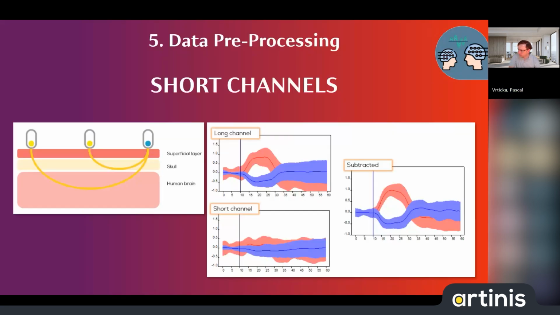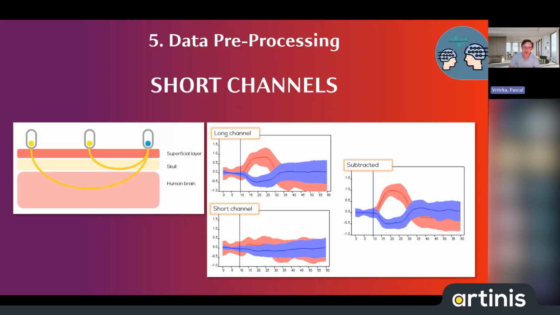The next consideration is short channels. And this is not only a consideration for data preprocessing, but also for planning your study, right? Because when you plan your optode design, you should, of course, already plan in short channels, if you want to use them. Short channels are channels where the emitter and the receiver are closer to one another. For the normal standard-range channels, the distance between the emitter and the receiver is 3 centimeters, whereas the distance between the emitter and the receiver in the short channel is 1 centimeter.